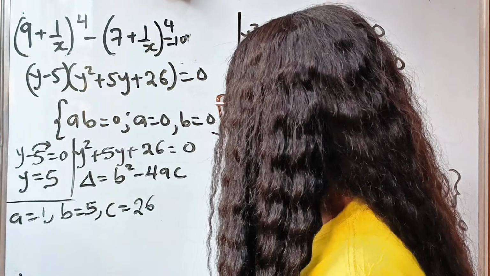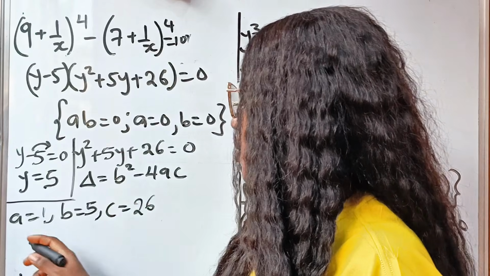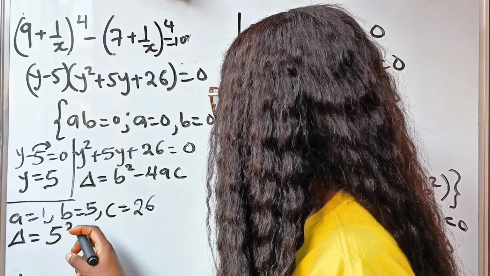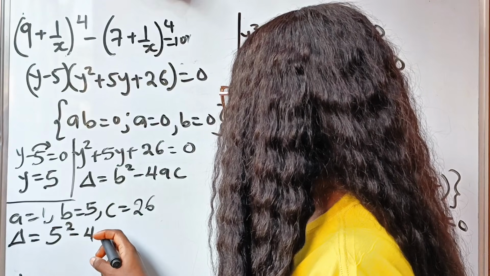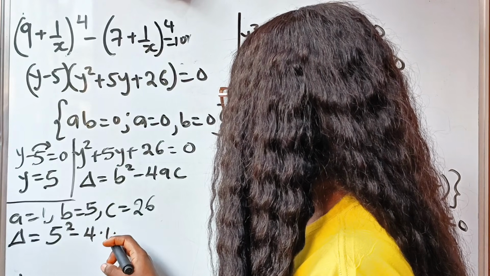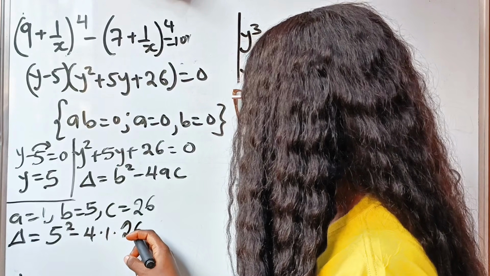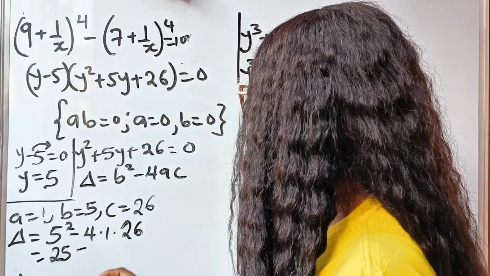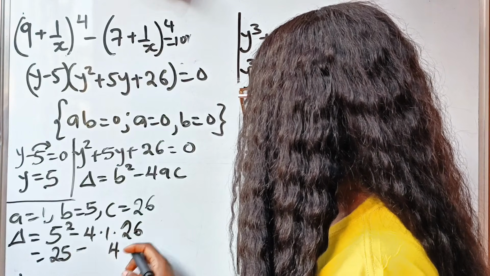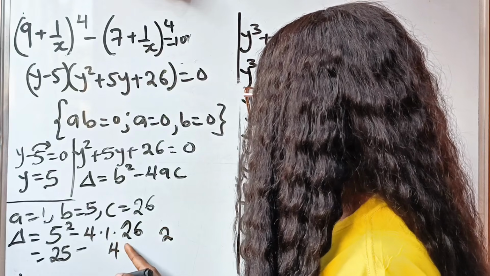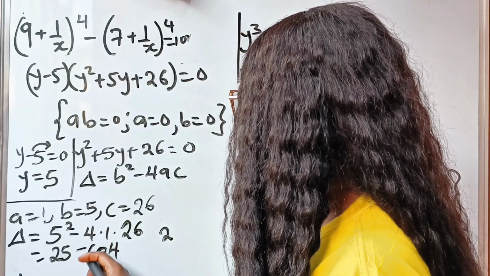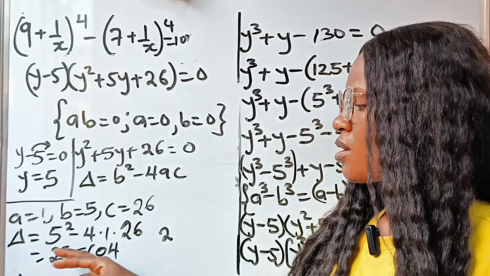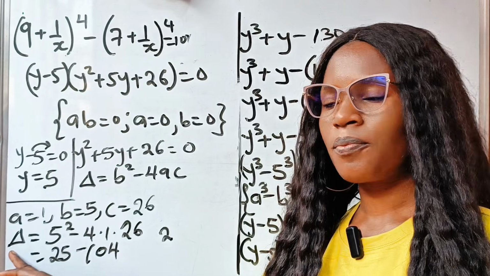Okay, now we can find our discriminant as b squared, which is 5 squared, minus 4 multiplied by 1 multiplied by 26. Now, if you look at this, we are going to have 25 minus 4 times 6 is 24, carry 2. 4 times 2 is 8 plus 2 is 10. So you can say that we are going to get a negative answer for our discriminant.